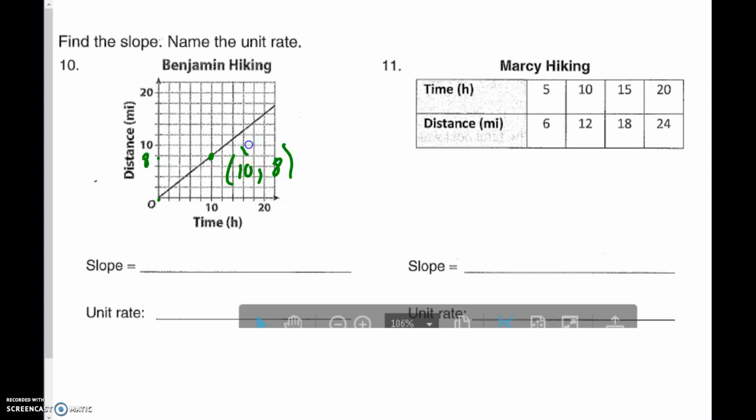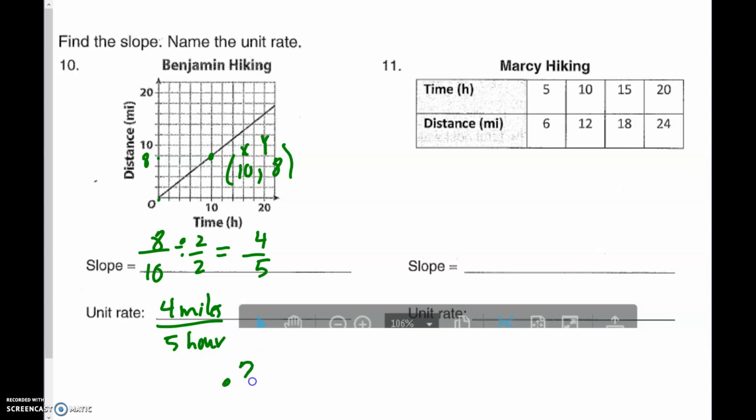And remember, when we're doing slope, y goes on top. So it's going to be 8 over 10. But now we can simplify that. So we are going to divide by 2. So I get 4/5. Now that unit rate is going to be the same thing. 4/5 miles per 5 hours. So if we want it as a unit rate, that is going to be 0.8 miles per 1 hour.